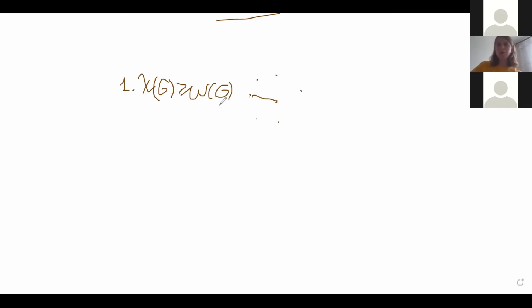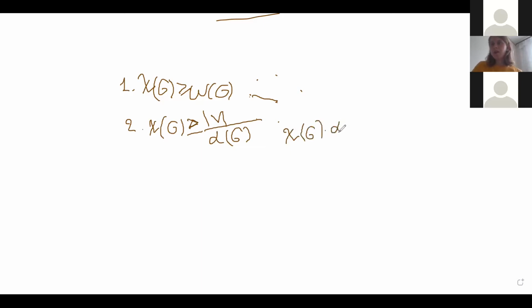Now let's go to problem two and prove that the chromatic number is greater or equal than the number of vertices divided by the independence number of the same graph. Why so? Let us prove a bit different thing. We'll prove that the chromatic number multiplied by the independence number is greater or equal than the number of vertices. Why so?